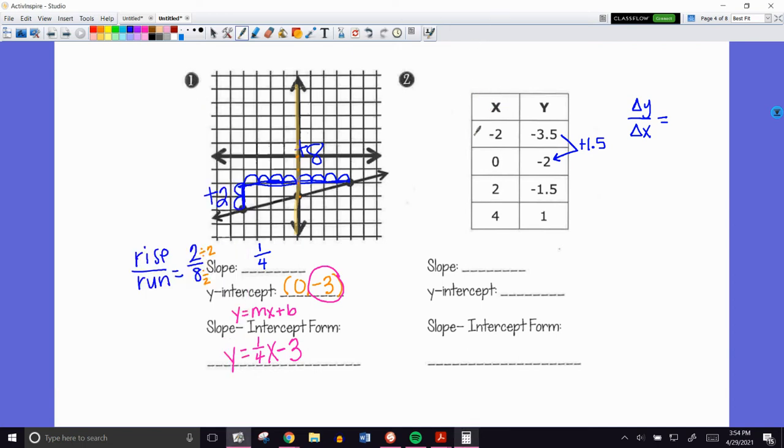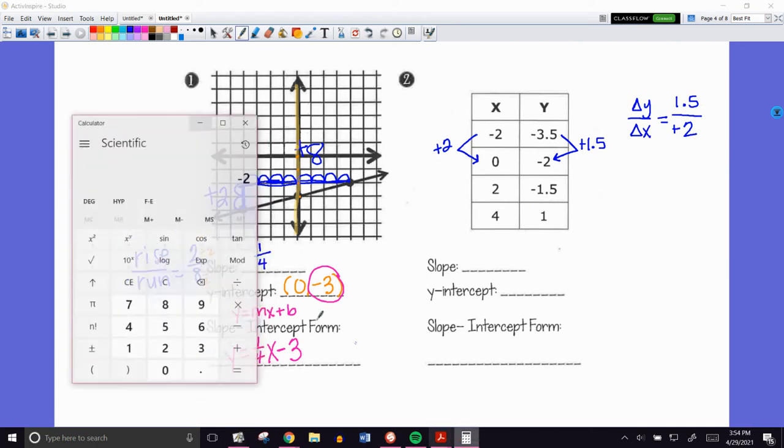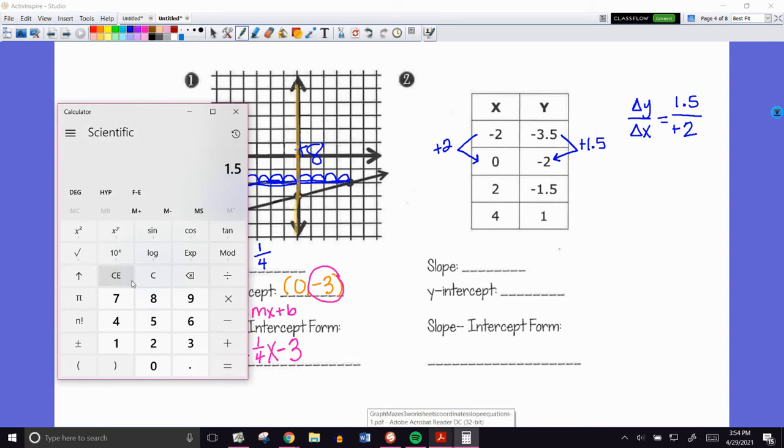And then to see how my x's changed, I went from -2 to 0. So I know that -2 plus 2 gives me 0. So my change in y is 1.5 over my change in x. Here's my x's, and we added 2. Now I am going to go ahead and simplify that. So 1.5 divided by 2, and that will give me 0.75.